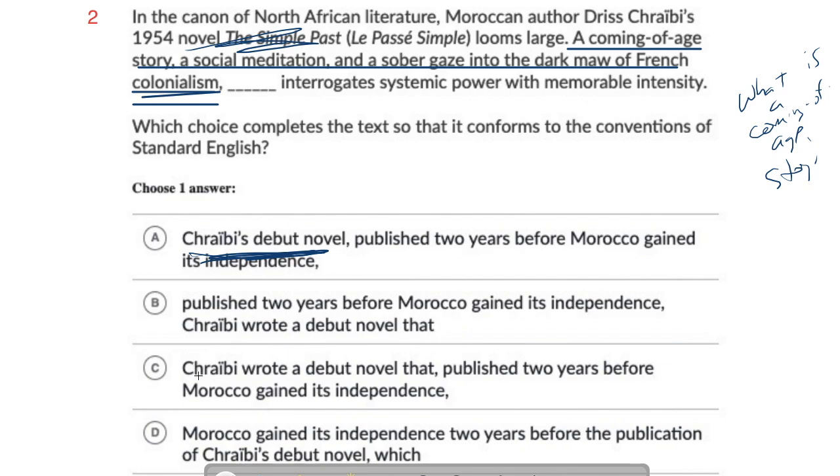It's not the author himself. He's not a coming-of-age story. He wrote one. His novel is one. It's not Morocco that's a coming-of-age story. And again, it's not the author. Okay, so that is going to be our correct answer. His novel is a coming-of-age story.